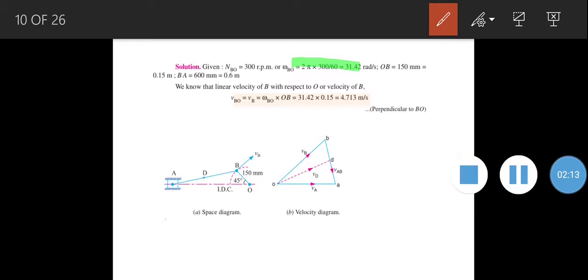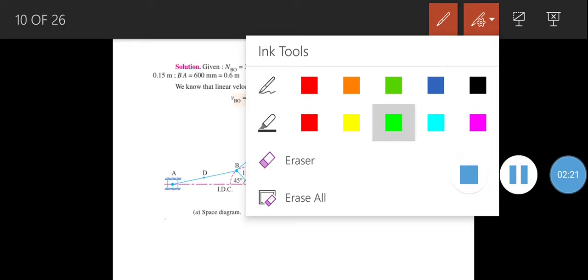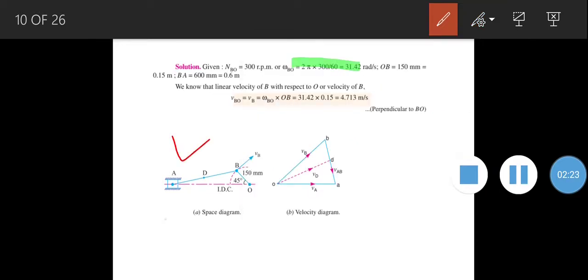We will write each and every value, and first we will go for the space diagram. We will take a suitable scale and complete the space diagram. After completing the space diagram, we will go for the velocity diagram. First we need to calculate the velocity of the part which is rotating, that is VB, or we can call it VBO.